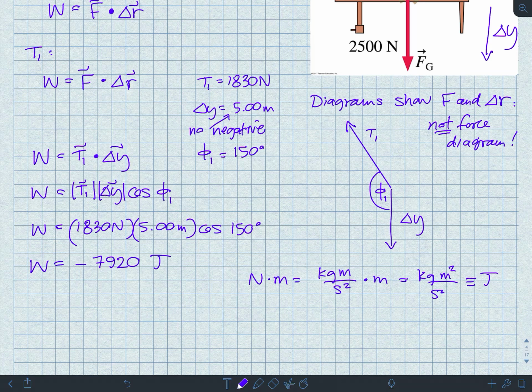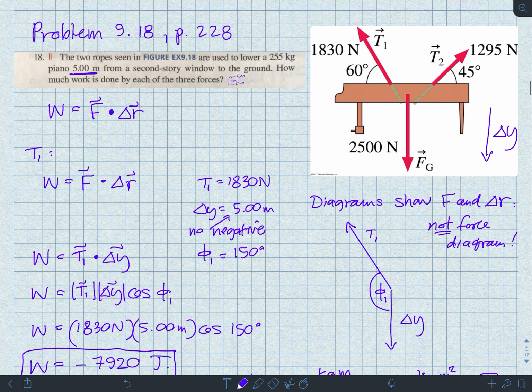So that means that we had negative work done from tension 1. Let's ask ourselves, what does it mean to have negative work? Remember, negative work means that energy was removed from the system by that force. Imagine if you did not have any tension whatsoever. Let's say instead of lowering the piano out the window, you just dropped it out.